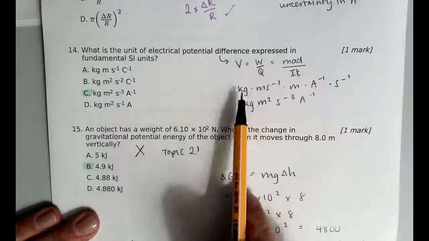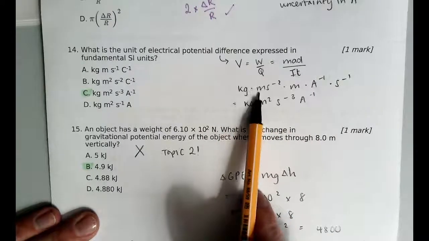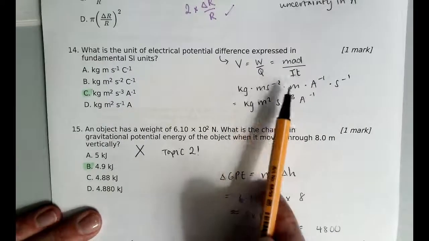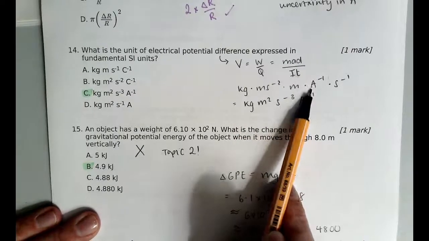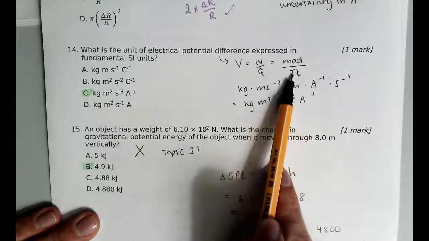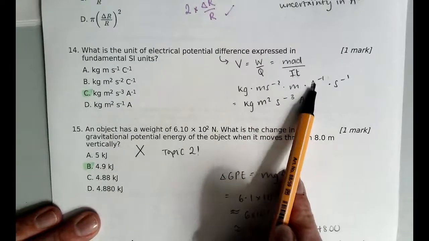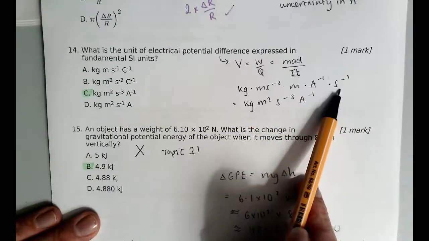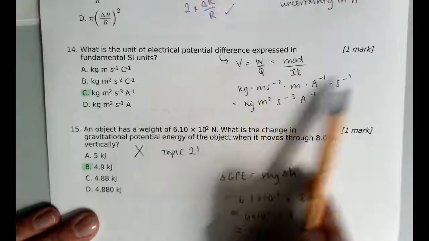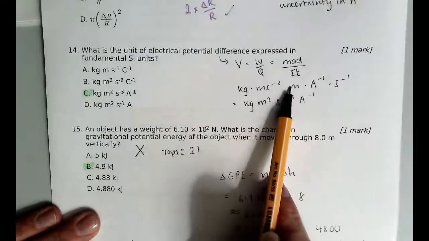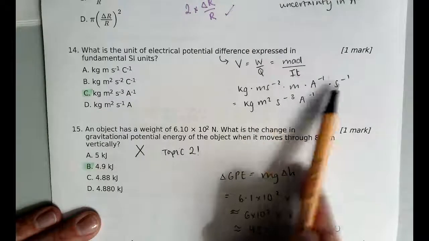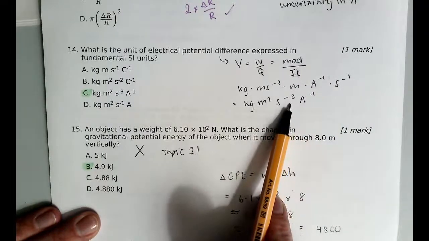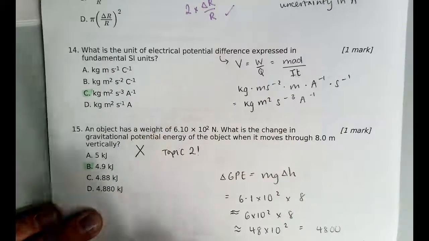So for m, for mass, I've got kilograms. For acceleration, I've got meters per second squared. Distance is in meters. Current is amps, but it's 1 over current because it's on the denominator, so it's A to the minus 1, and it's 1 over time, so it's s to the minus 1. I gather my like terms. I've got 1, 2 meters, I make that a 2. I've got s to the minus 2, s to the minus 1, I get s to the minus 3. I choose my correct answer.